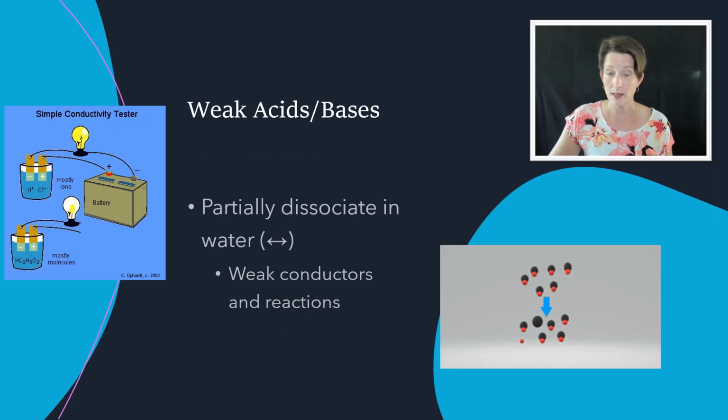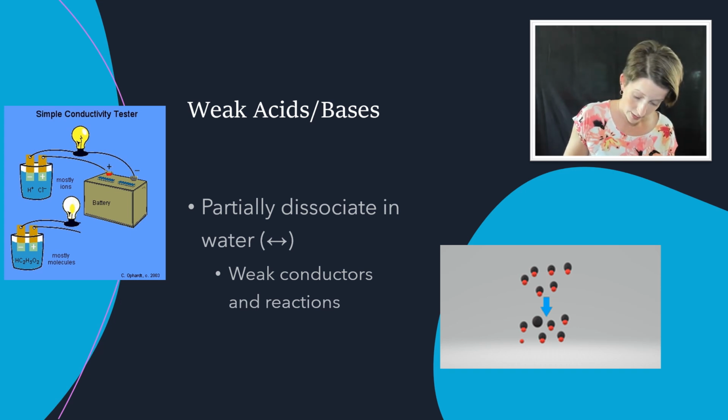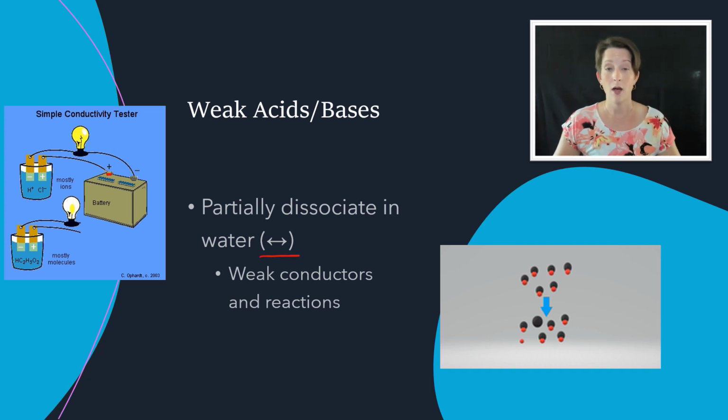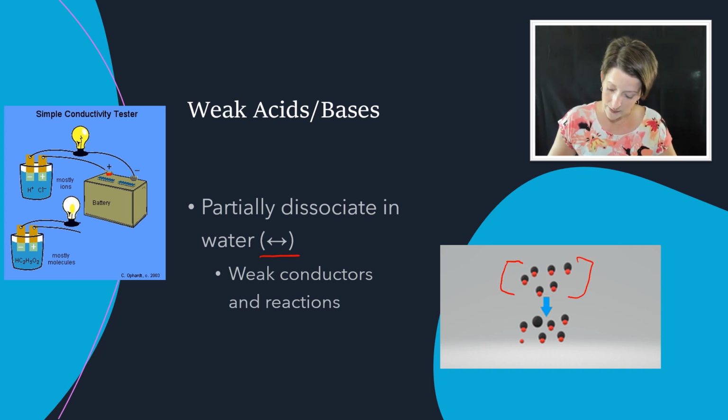Weak acids and bases are going to partially dissociate in water. So they have a reversible reaction with that forward and backward arrow, which means they can obtain an equilibrium. Because you're not going to get as many ions in solution, they're very weak conductors or have weak reactions. Here in this image, we have our weak acid. When we look at what's in the water, we still have some of that original acid that remains, and only some of it dissociated. So we have a lot fewer hydrogen ions and then the anion of that acid available.